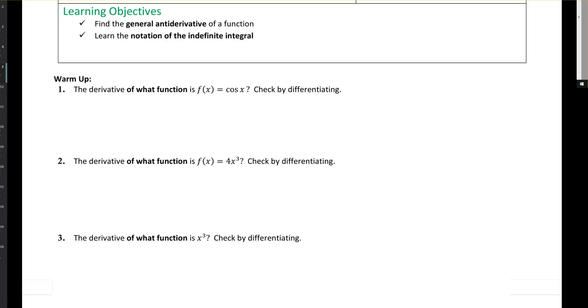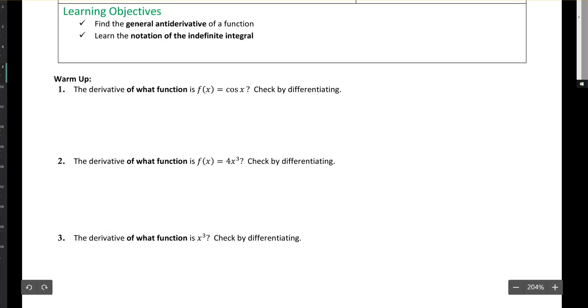Okay? So in the first question, the derivative of what function is cosine x? I want you to come up with a function. Maybe you can come up with more than one whose derivative is cosine. And then go ahead and check your answer by differentiating. Then you're going to do the same thing for 2 different functions. The derivative of what function is 4x cubed, and the derivative of what function is x cubed.